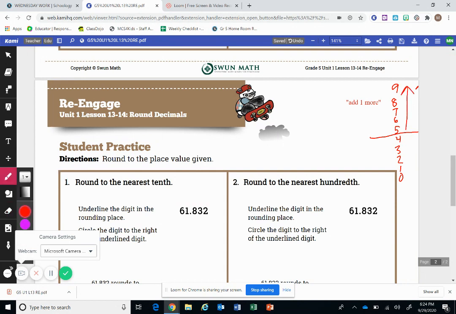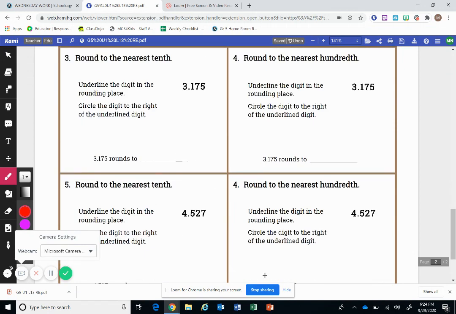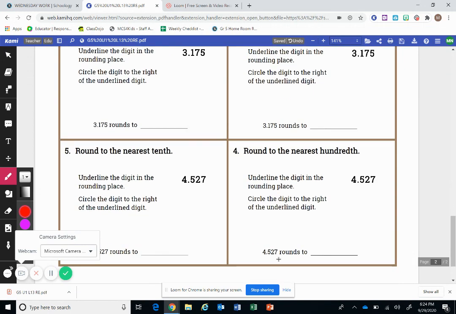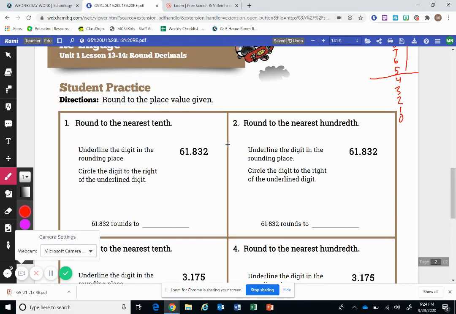There we go. So again, you need to do numbers 1 through 6. They're misnumbered, but you need to do all of the numbers on this page. Do your best. Make sure you go slow and you really pay attention to if you're in the 10th place or the 100th place. I know you're going to do great and I can't wait to see how well you do.